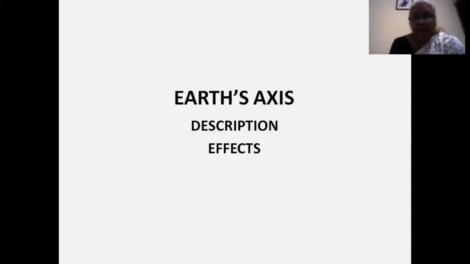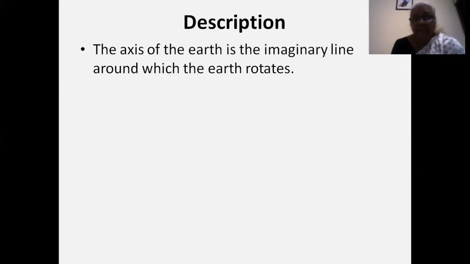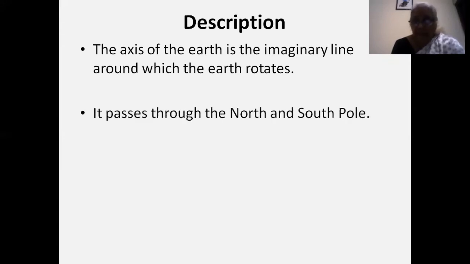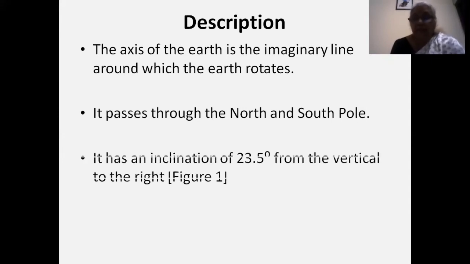Looking at the Earth's axis now, how the Earth's axis is and why it is important. As we all know, every planet is not really straight. Many planets are tilted. Some planets are tilted more than others, and rotation takes place around this particular tilt, and that tilt is known as the axis. In our case, on our Earth, and we use it for all planets too, the axis passes through the North and South Pole, and the axis of the Earth is inclined at 23.5 degrees from the vertical to the right.